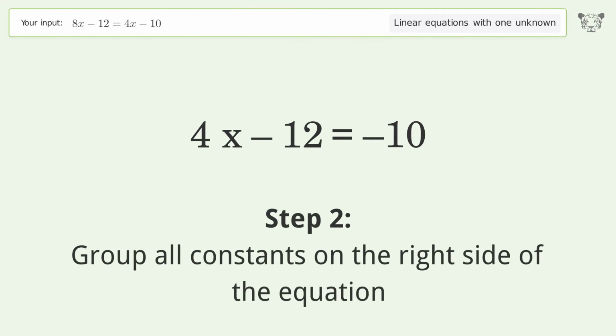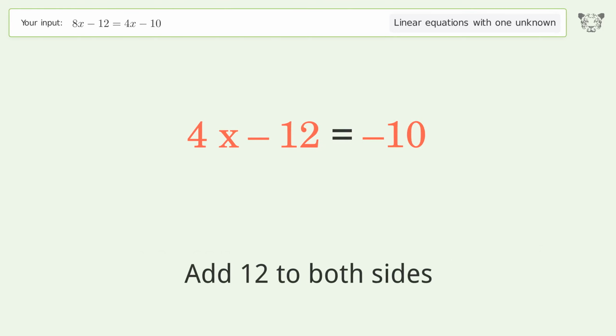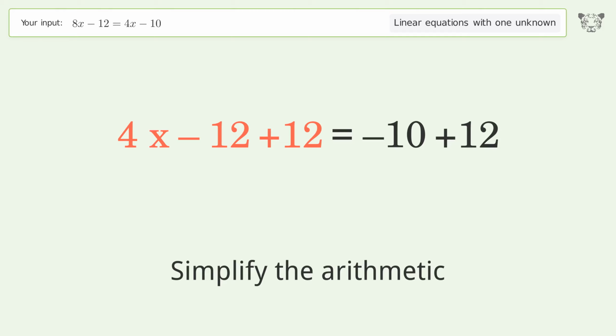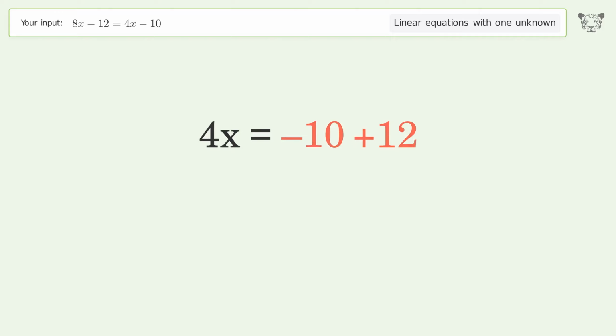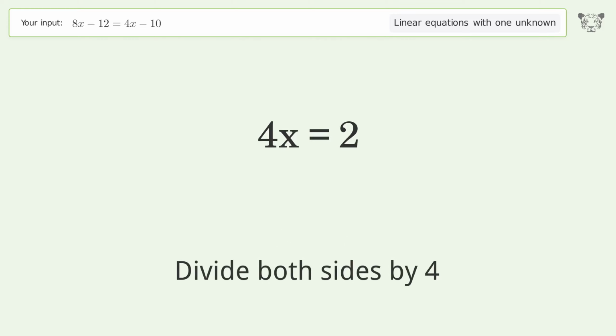Group all constants on the right side of the equation. Add 12 to both sides. Simplify the arithmetic. Isolate the x. Divide both sides by 4.